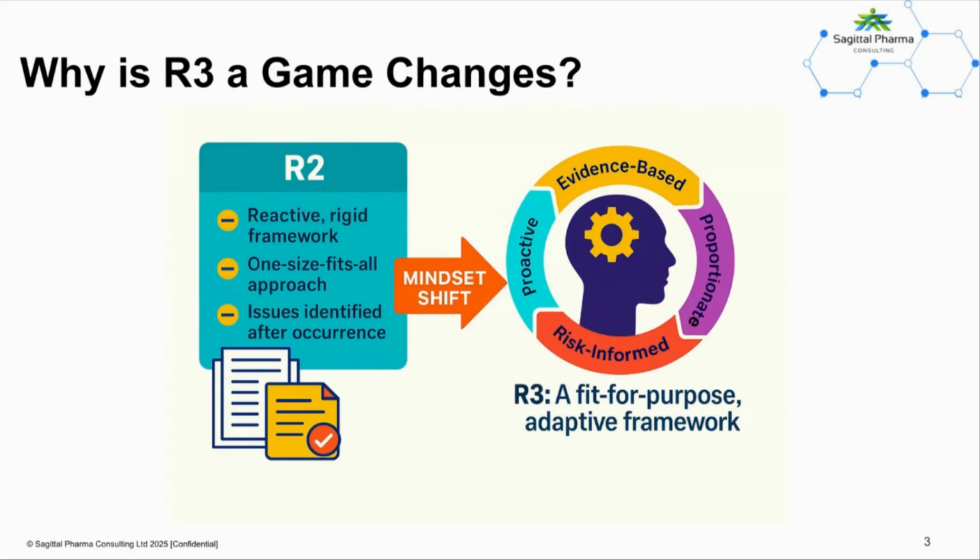In essence, R3 dismantles the inflexible one-size-fits-all approach of R2 and replaces it with a living framework, one that supports innovation, decentralized trials, digital tools, and evolving science. Instead of asking, have we followed every step? And if not, then fix issues after they occur, R3 asks, are we thinking critically? And are we focusing on what truly matters to ensure quality on a per protocol and per population basis?